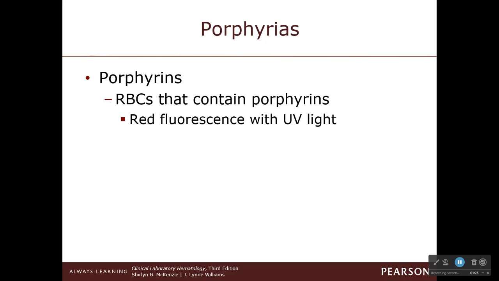Another place that porphyrins get deposited is in the teeth. When you shine a UV light on the teeth of a person who has porphyria, they look blood red. So therefore, they've been sucking blood. More vampire. Does that make sense?